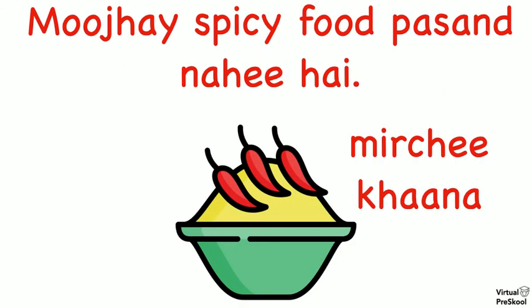All right, next one. What about spicy food? I don't like spicy food. If you don't remember how to say spicy and food in Hindi, don't worry. Just say spicy food. Okay? So put the sentence together. I don't like spicy food. Mujhe spicy food pasand nahi hai. Or if you do know how to say spicy food in Hindi, we could say mujhe mirchi khana pasand nahi hai.